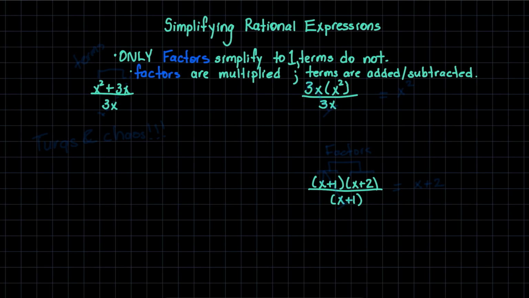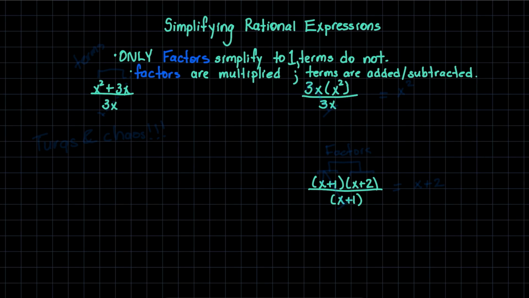Okay, let's go over common mistakes with simplifying rational expressions. I'm going to start addressing common mistakes as Turks and chaos. Only factors simplify to 1, terms do not. Remember in the simplifying fractions videos, I explained factors are multiplied, terms are added or subtracted. So if two things are separated by an addition or subtraction sign, they are terms. If two things are multiplied together, they are factors.